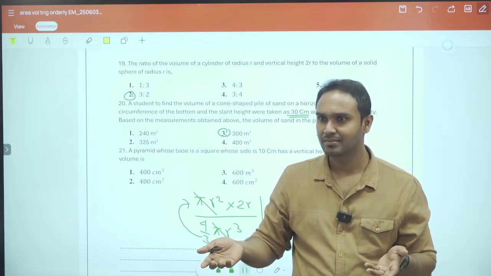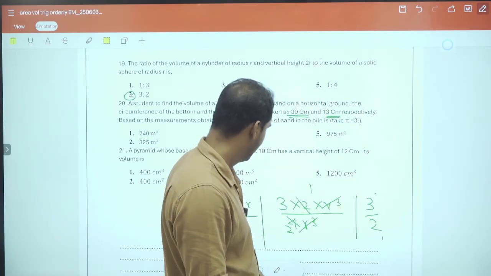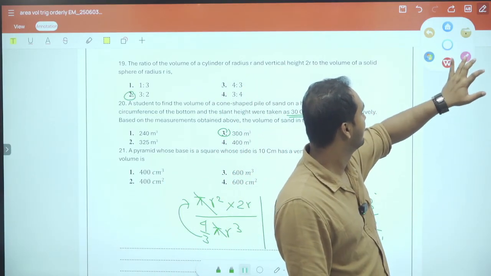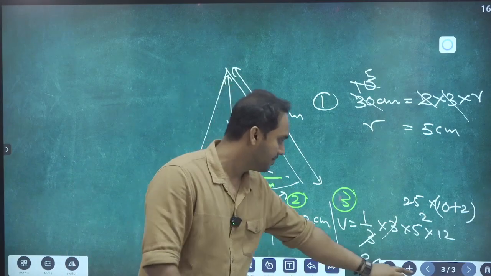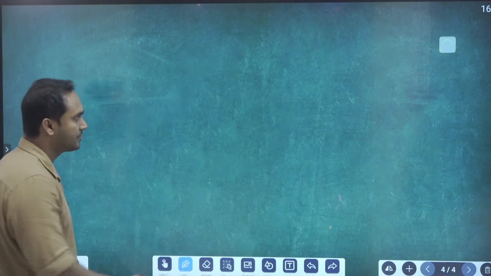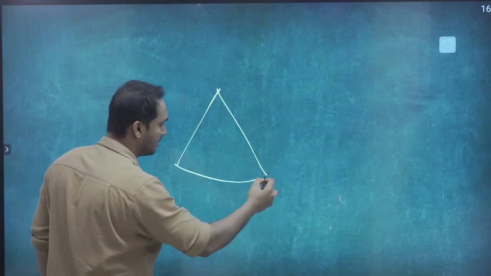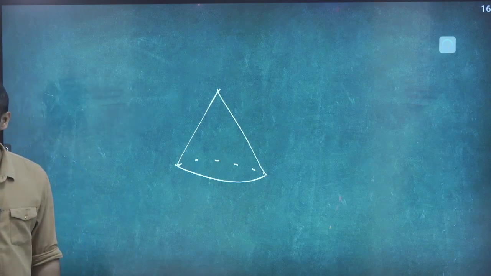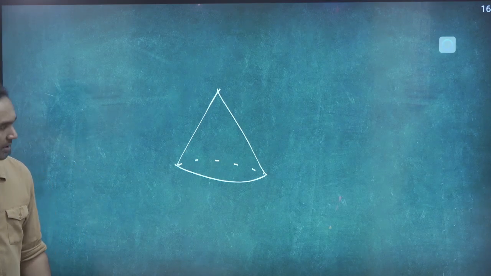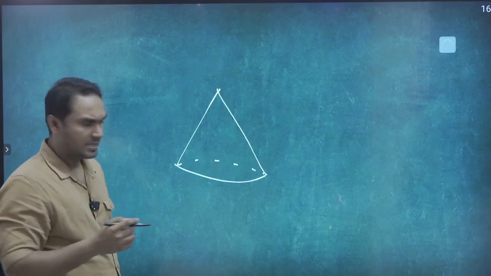Can't understand it? Now listen to this. I told you this earlier. So this is a cone, right? Is this a uniform or non-uniform object? Non-uniform object. Now what is the uniform object of this one? A cylinder.